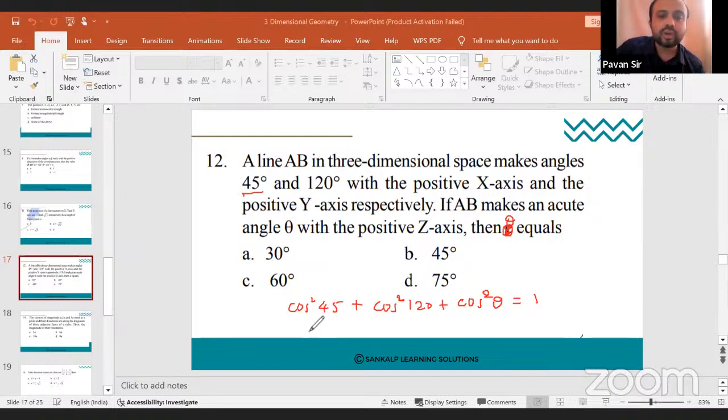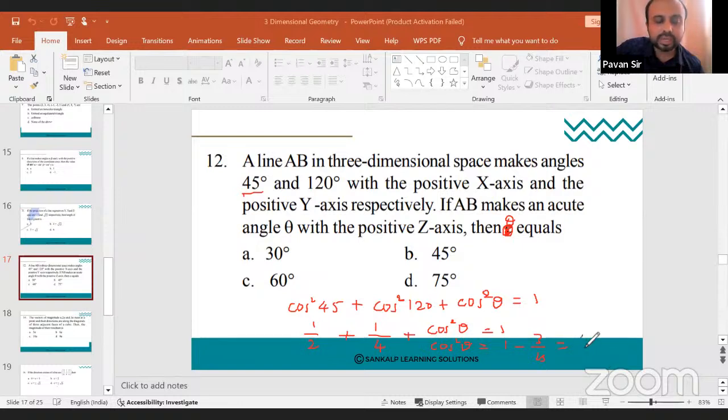Cos 45 is 1 by root 2, so cos square 45 is half. Cos square 120 is 1 by 2 squared, so it is 1 by 4. Plus cos square theta, the unknown angle, is equal to 1. So cos square theta is 1 minus half minus 1 by 4. It is minus, please make it correct. It is 1 minus 3 by 4.